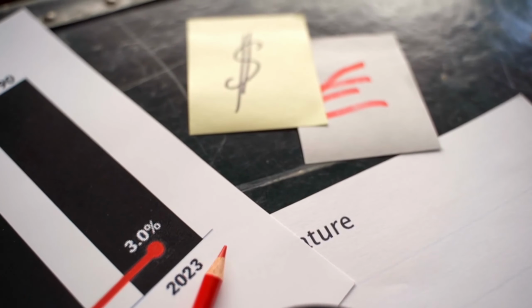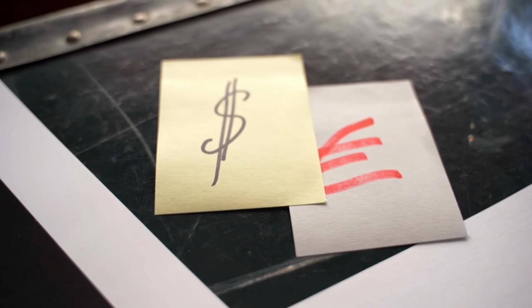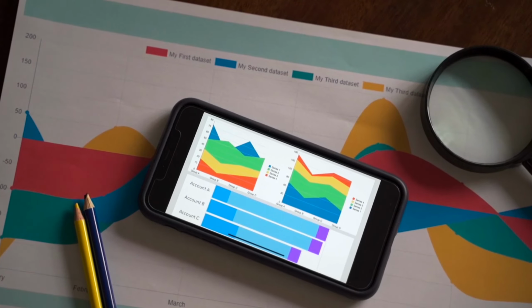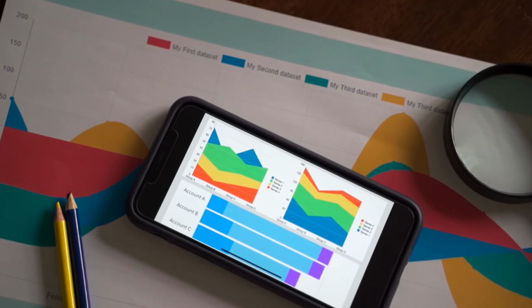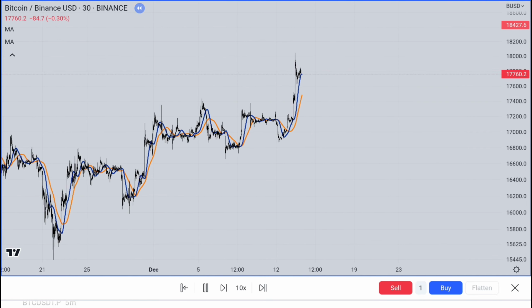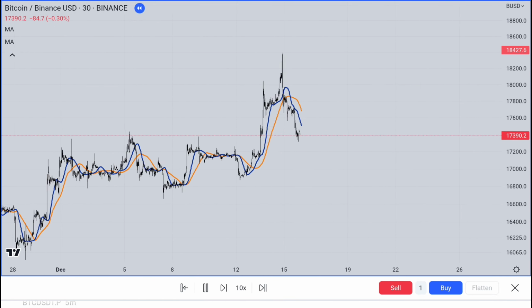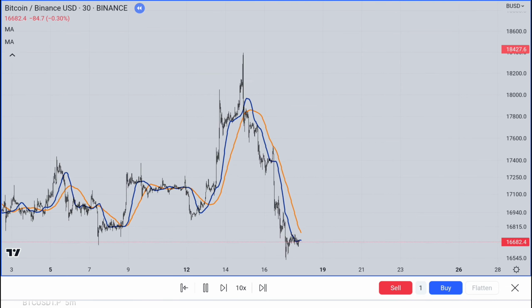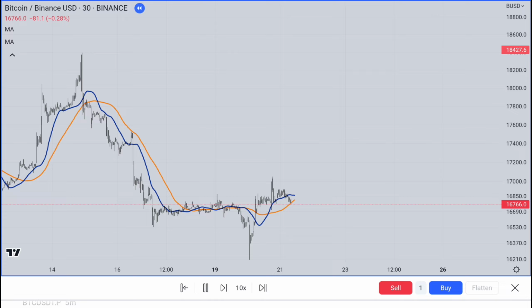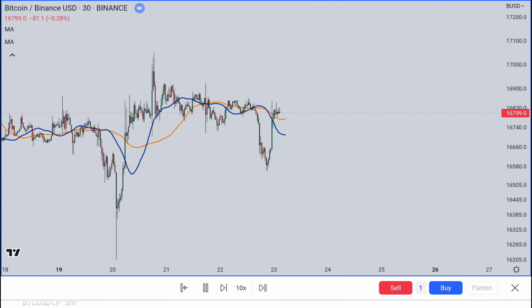But before we dive in, make sure to stay until the end because I'll be revealing some tips and tricks that you won't want to miss. I promise you that by the end of this video, you'll have a better understanding of how to use these indicators and how you can apply them to your own trading strategy. So sit back, relax, and get ready to learn how to make your trades more profitable with this winning strategy.